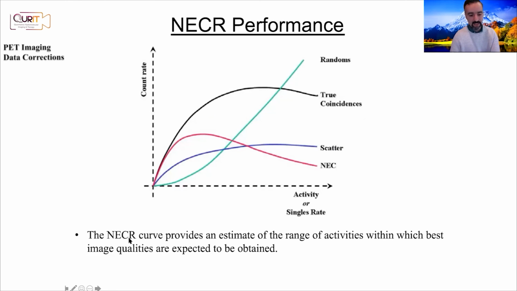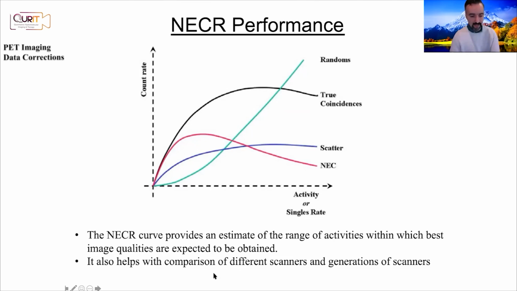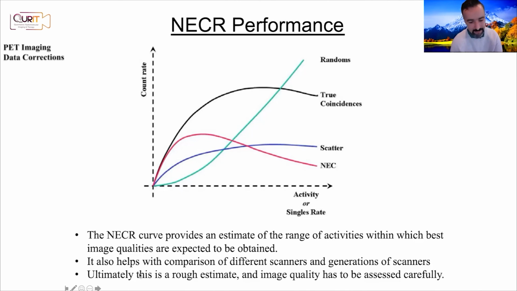So the NECR curve provides an estimate of the range of activities within which the best image qualities are expected to be obtained. And it also helps with comparison of different scanners and generations of scanners. If you compare NECR curves between a previous generation and a new generation scanner, you will see improved numbers. Numbers increase, and sometimes the peak is maximized at different radioactivities. But ultimately, this is a rough estimate. It's purely based on counts and total counts. And image quality has to be really assessed carefully.